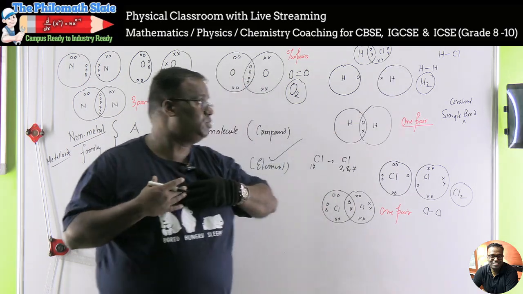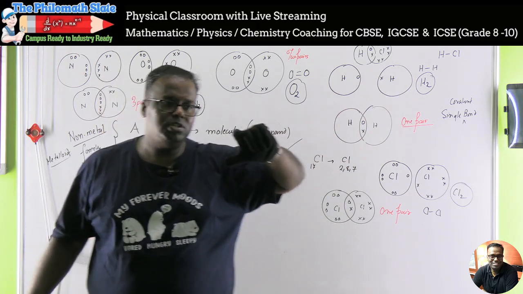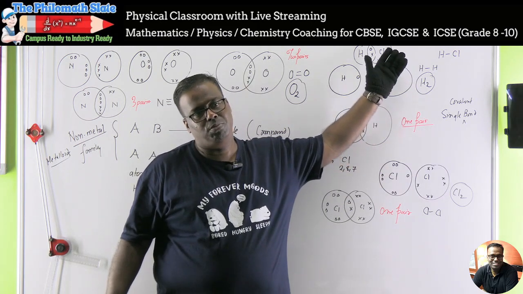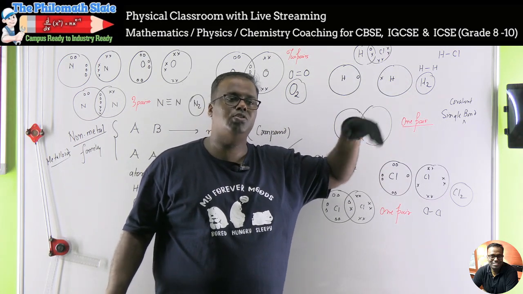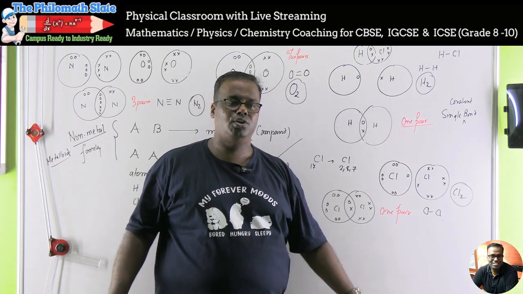Our next examples will be, we are going to see a lot of these things. Please understand, single bonds can form for diatomics, single bonds can form for compounds. Similarly, double bonds can also form for compounds. Triple bonds can also form for compounds.